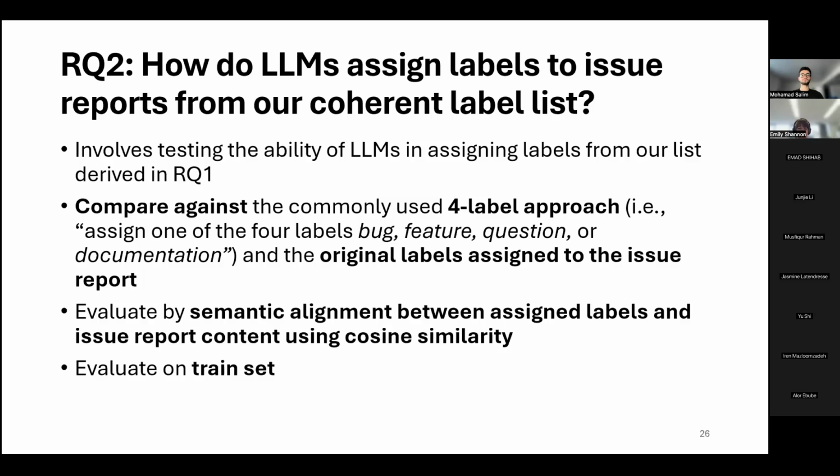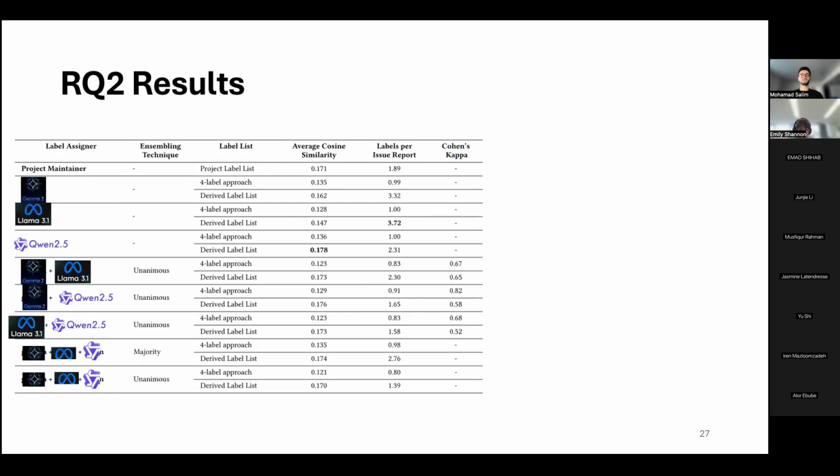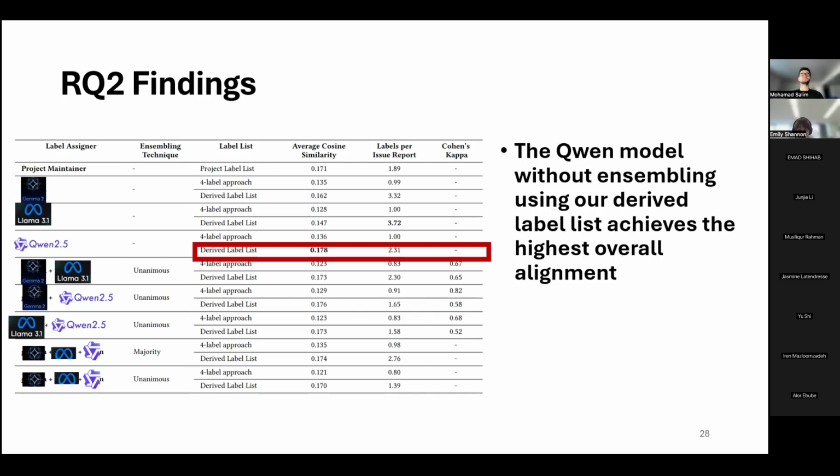We evaluate this on the train set, and here are the results. That's a big table, so I'll break it down for you. We also did some ensembling there too, as you can see. So there's unanimous between 2 LLMs, majority voting between 2 LLMs, and then unanimous voting between all 3. So that was something that we looked at too, to see if we combine their decisions, maybe it leads to higher alignment. So the first thing we find is that the Qwen model without ensembling using the labels from our list has the highest overall alignment.